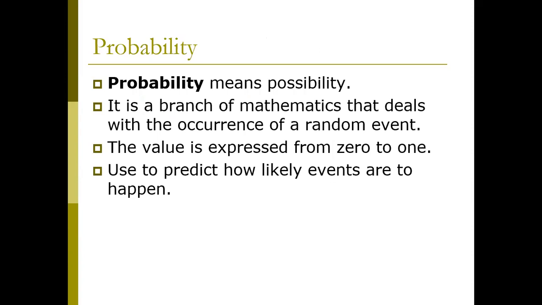Probability may be viewed as possibility. It is a branch of mathematics that deals with the occurrence of a random event, how likely an event is to occur. This can be determined through the use of probability. The value of the probability is going to be a number between 0 and 1. All right. So probability, as mentioned earlier, is used to predict how likely events are to happen. And this is a technique that is used a lot by persons who are in gambling and persons who are into investment and so forth.